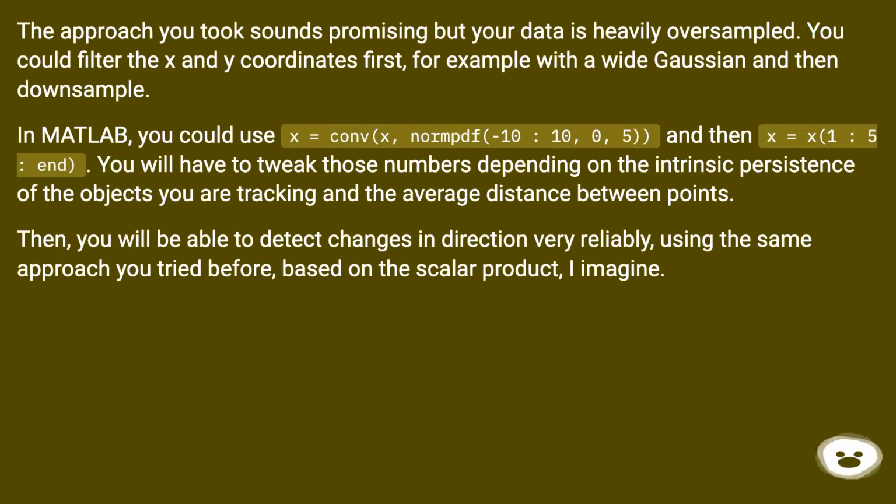The approach you took sounds promising, but your data is heavily oversampled. You could filter the x and y coordinates first, for example with a wide Gaussian, and then downsample. In MATLAB, you could use x = conv(x, norm(-10:10, 0, 5)), and then x = x1(5:5:end). You will have to tweak those numbers depending on the intrinsic persistence of the objects you are tracking and the average distance between points. Then, you will be able to detect changes in direction very reliably, using the same approach you tried before, based on the scalar product, I imagine.